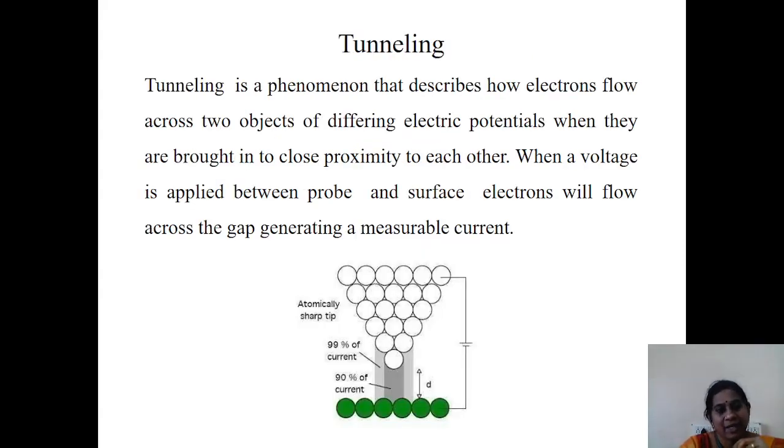Tunneling is a phenomenon that describes how electrons flow across two objects of differing electric potentials when they are brought into close proximity to each other. When a voltage is applied between the probe and surface, electrons will flow across the gap, generating a measurable current, and that current is called the tunneling current. You can see here the arrangement of the tunneling current. This is the sample surface and this is the probe tip.